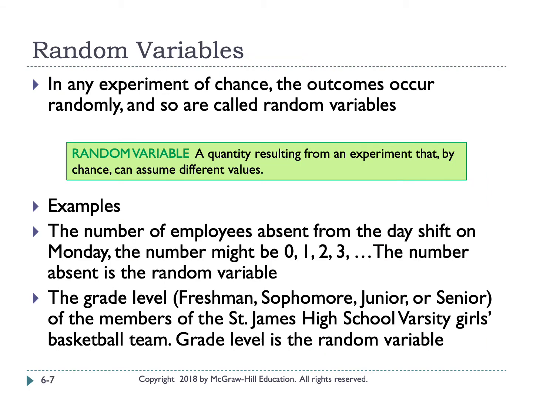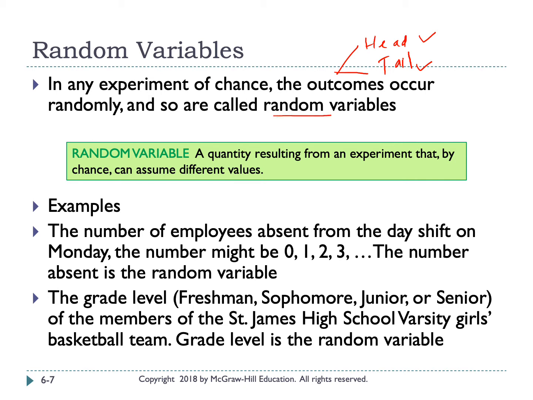Random variable. In any experiment of chance, the outcome, let's say in the case of tossing a coin, you have head or tail, occurs randomly. So you don't know whether you will get head or tail. So it occurs randomly, right? And these are called random variables.